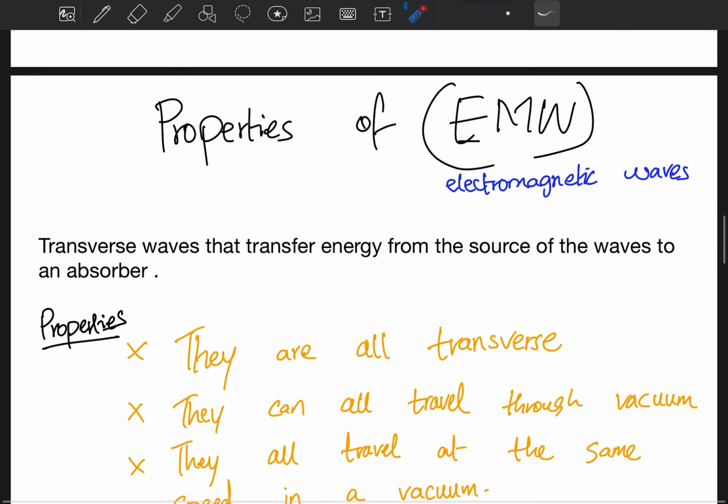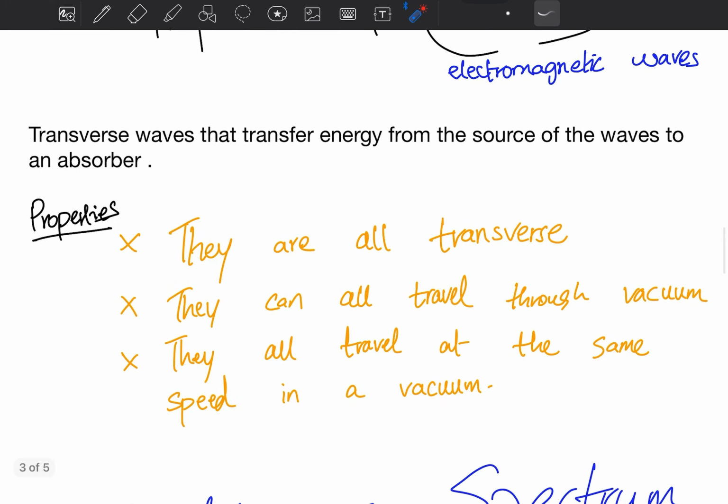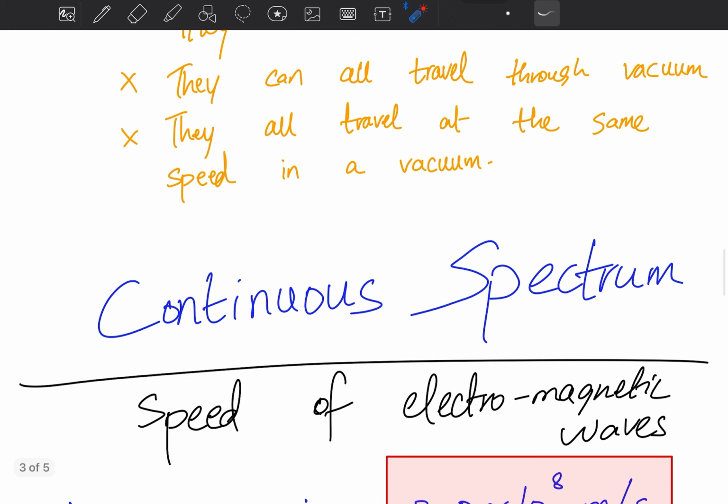Now, when we talk about the properties of electromagnetic waves, they are defined as transverse waves that transfer energy from the source of the wave to an absorber. All electromagnetic waves share the following properties, which I have mentioned here: they are all transverse, they can all travel through a vacuum, and they all travel at the same speed in a vacuum. This means the speed at which they travel in a vacuum is the same; it does not change.